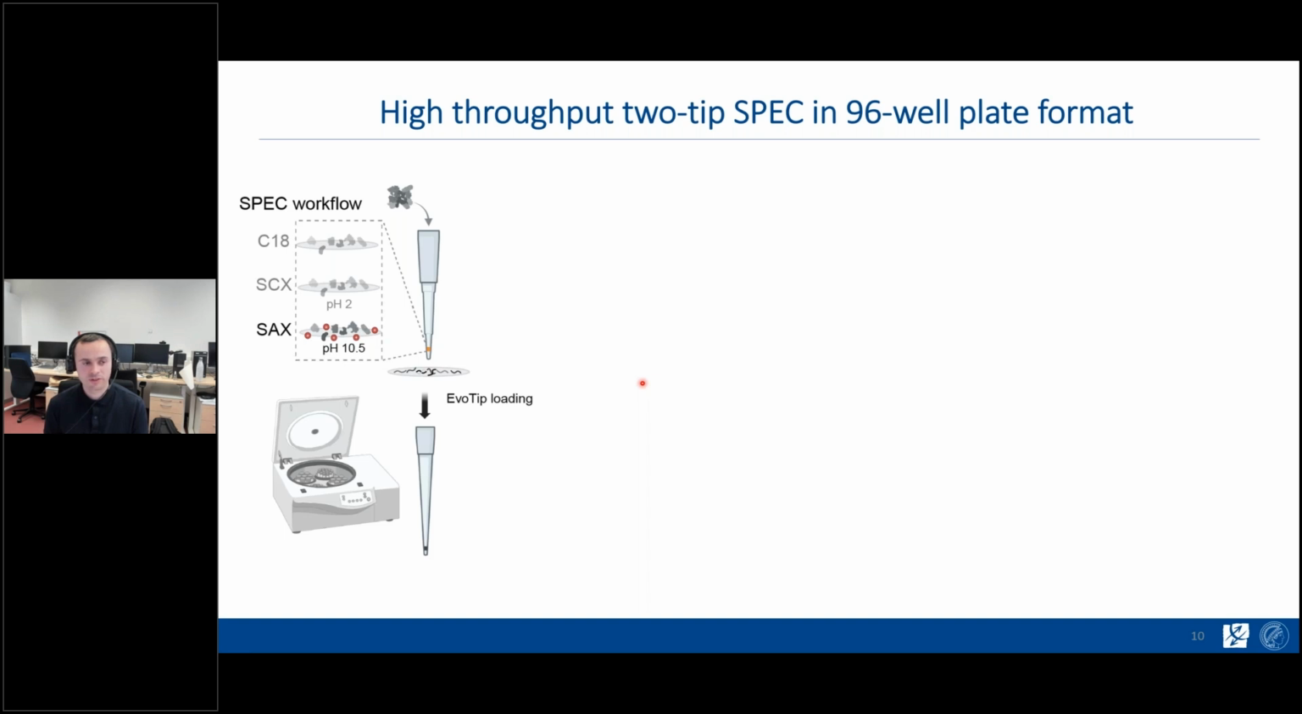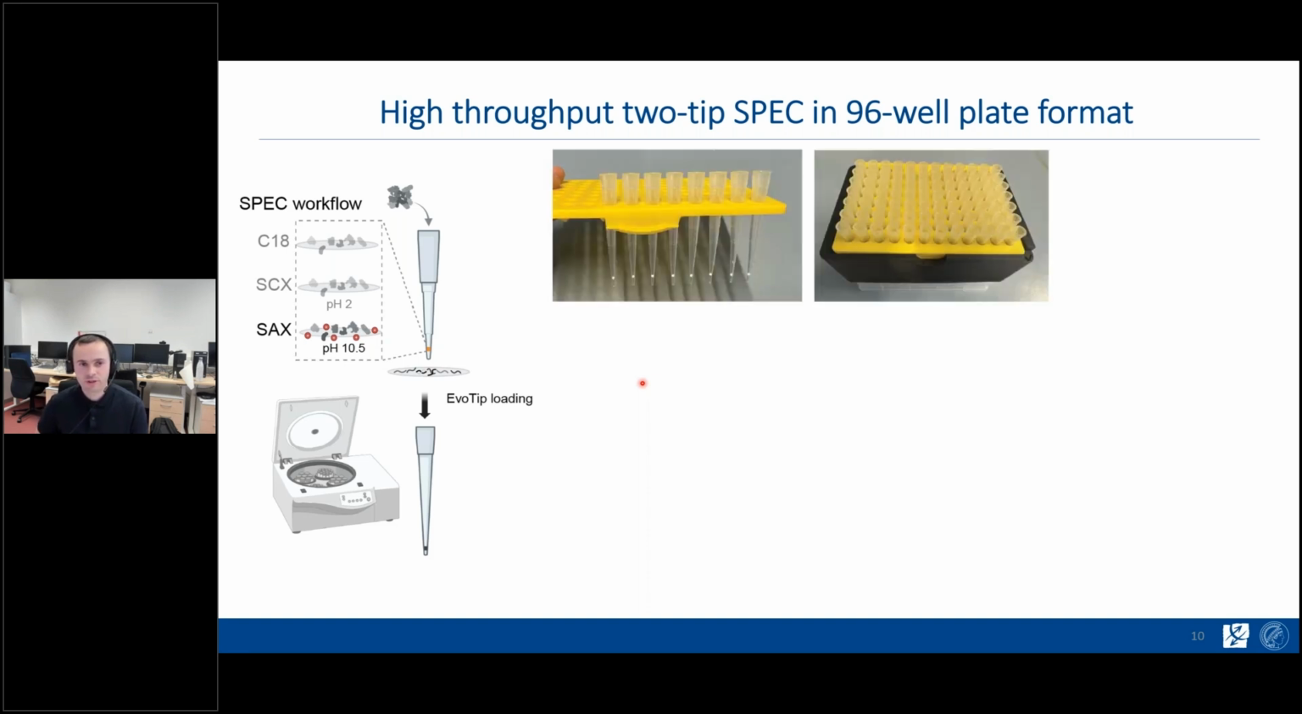And in order to still use the Evotip, or rather to desalt, we load onto the Evotip directly from these spec tips by centrifuging. For this, we also have adapters in the 96 well plate format and actually also in 384 well plate format. But right now the 96 well plates are far more convenient because they directly fit to Evotips. And now the deciding question is, how fast does this protocol work?